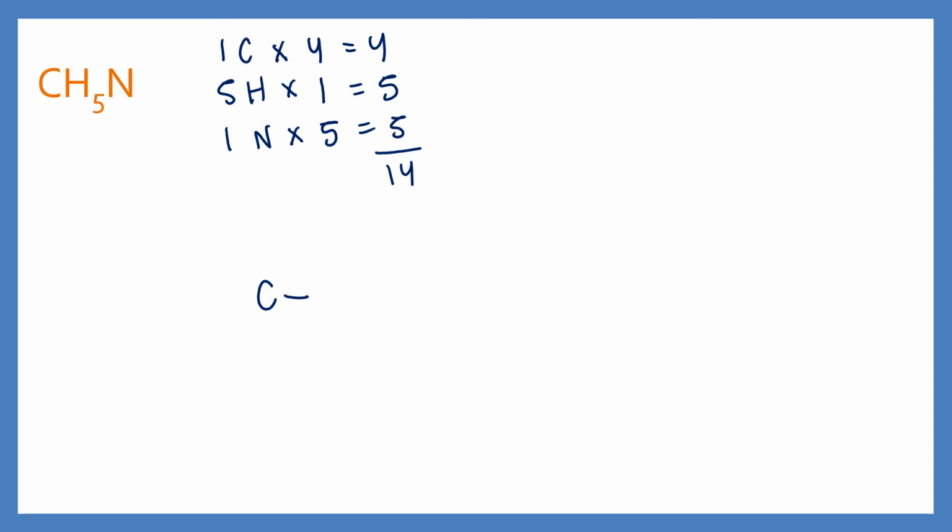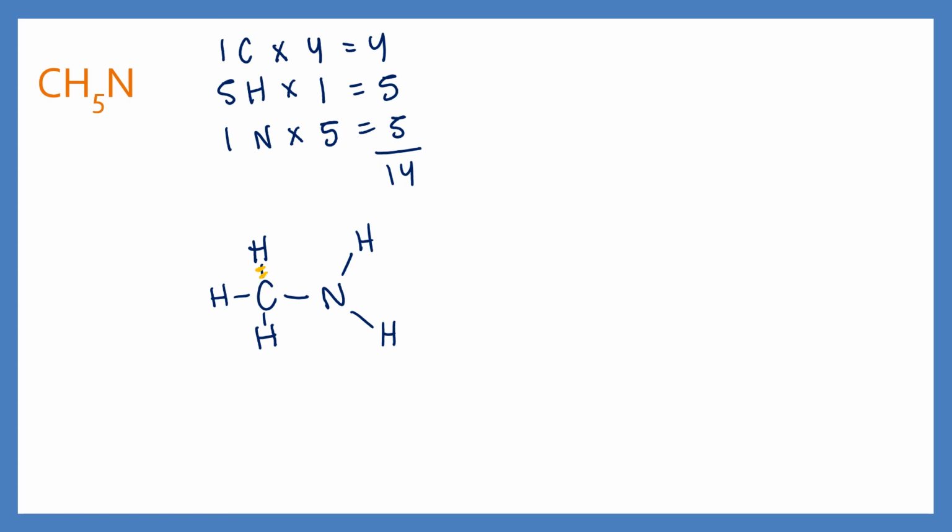Let's put a bond between carbon and nitrogen, and now let's try to arrange everything around these guys. So we can put 3 hydrogens around carbon. Let's go ahead and connect those as single bonds. And that leaves us with 2 hydrogens for nitrogen. So nitrogen does not yet have a full octet. Let's see how many electrons we've used.